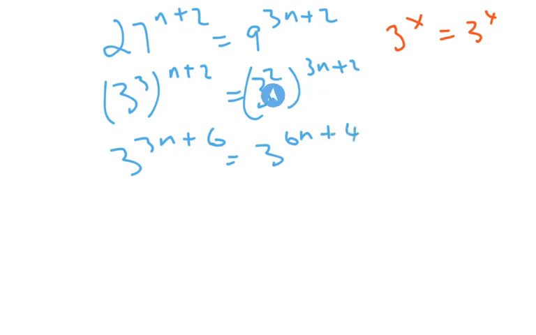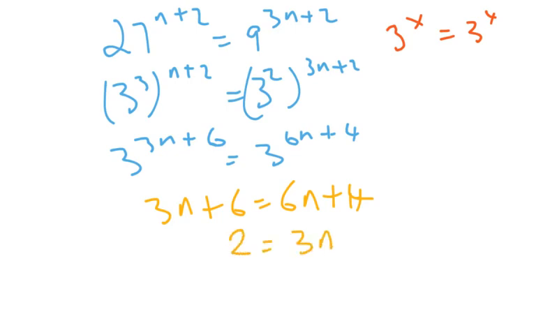Okay, so just in case you didn't see it, the 2 is multiplied by the 3n plus 2, gives me 6n plus 4. And the 3 is multiplied by n plus 2, which is 3n plus 6. So now I can say that 3n plus 6 is equal to 6n plus 4. Getting my n's onto one side, I'm going to get 3n is equal to 2. So n is equal to 2 divided by 3.